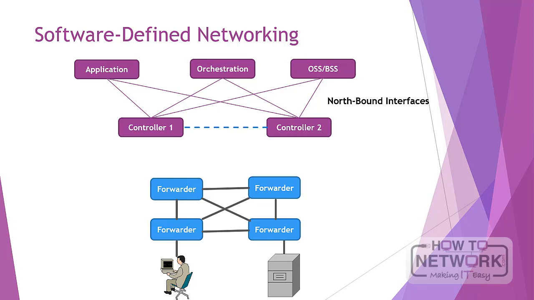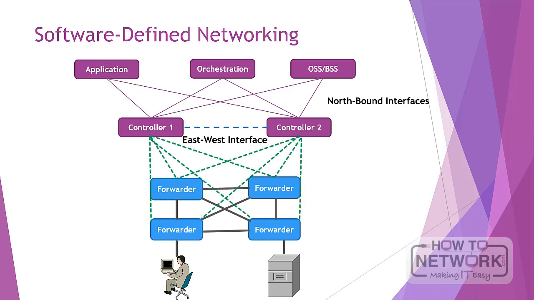Controllers also need to be interconnected with each other for clustering and failover. So that interface, or those interfaces that will allow that communication between controllers, is called the east-west interface. Now you can see there is a physical network of forwarders below. We also need interfaces from the controllers to the forwarding network. There you go, a fully meshed one. And those interfaces are called southbound interfaces.